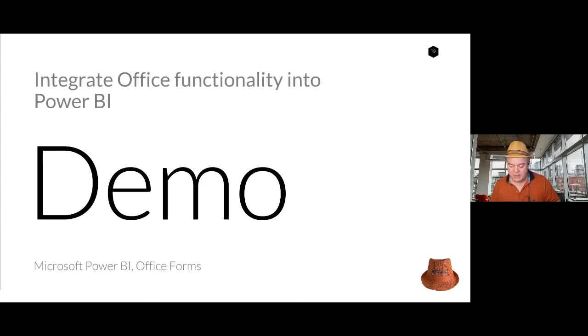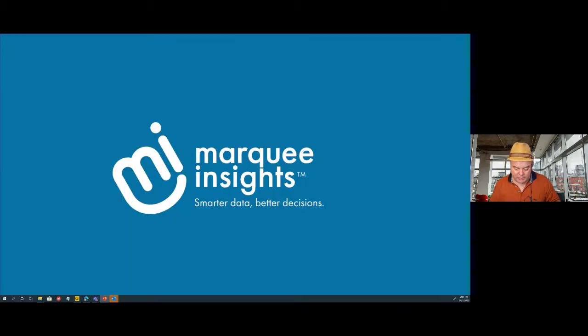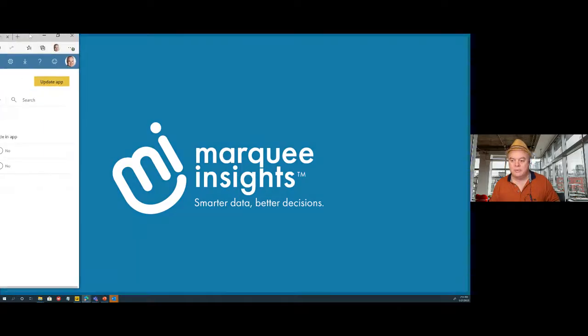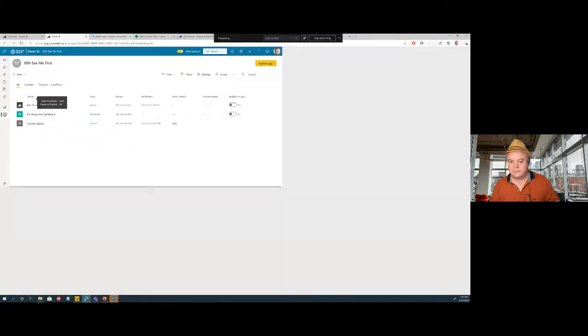And if anybody has any questions at any time, just feel free to post them in the chat. We'll get to those. So first, let's start off with integrating Office functionality into Power BI. And so for that, I'm going to shift, and unfortunately I have to look down for this so I can see my screen. So I'm going to shift it over here for you like that.